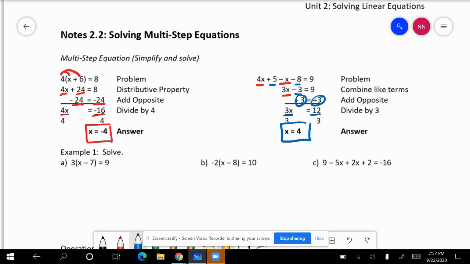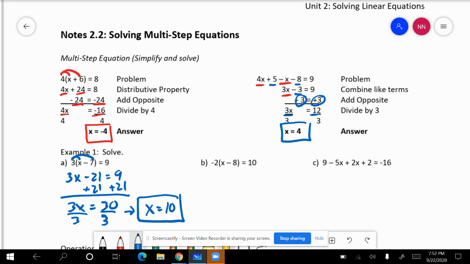So looking at example 1, we see parentheses. So we know we're going to distribute the 3 to each of the terms. And that gives us 3x minus 21 equals 9. We're going to add the opposite. So that would be a positive 21. And we get 3x is equal to 30. Since this is multiplying, the opposite of multiplying is dividing. So when we divide it by 3, what we get is x is equal to 10.